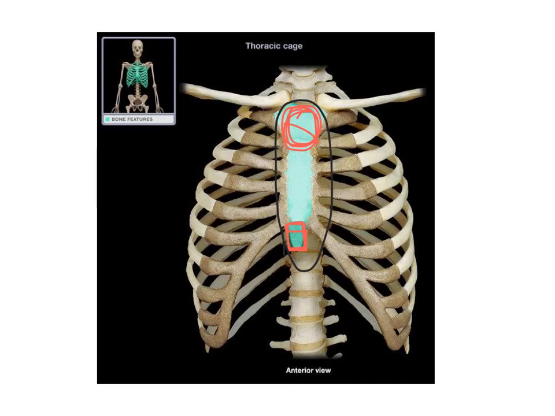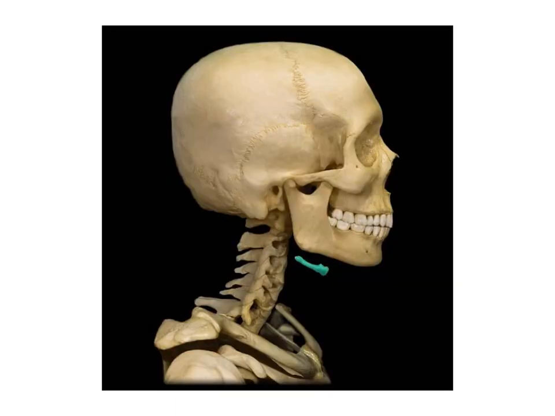Then we also have all of our ribs, 12 pairs of ribs, or 12 ribs on each side of the body, that articulate either with the sternum or with some cartilage here. And so that basically wraps up the axial skeleton, except for what I briefly mentioned, which is the hyoid bone.